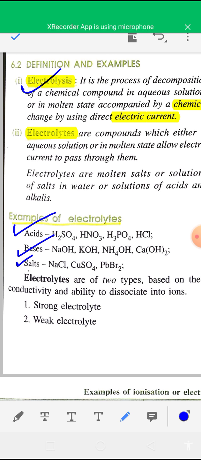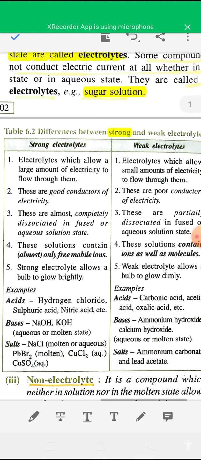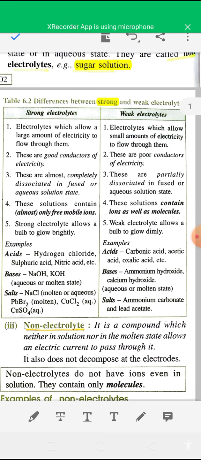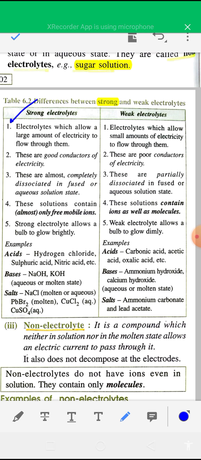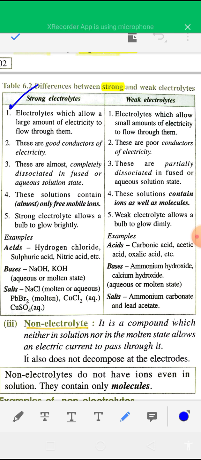These are strong electrolytes. Electrolytes are of two types: strong electrolyte and weak electrolyte. A strong electrolyte is ionized almost completely, and a weak electrolyte is not ionized completely. Strong electrolytes dissociate into ions completely, and they can conduct more electricity in aqueous solution or in liquid state. But weak electrolytes dissociate partially. Therefore the number of ions in a strong electrolyte will be more than the number of ions in a weak electrolyte.